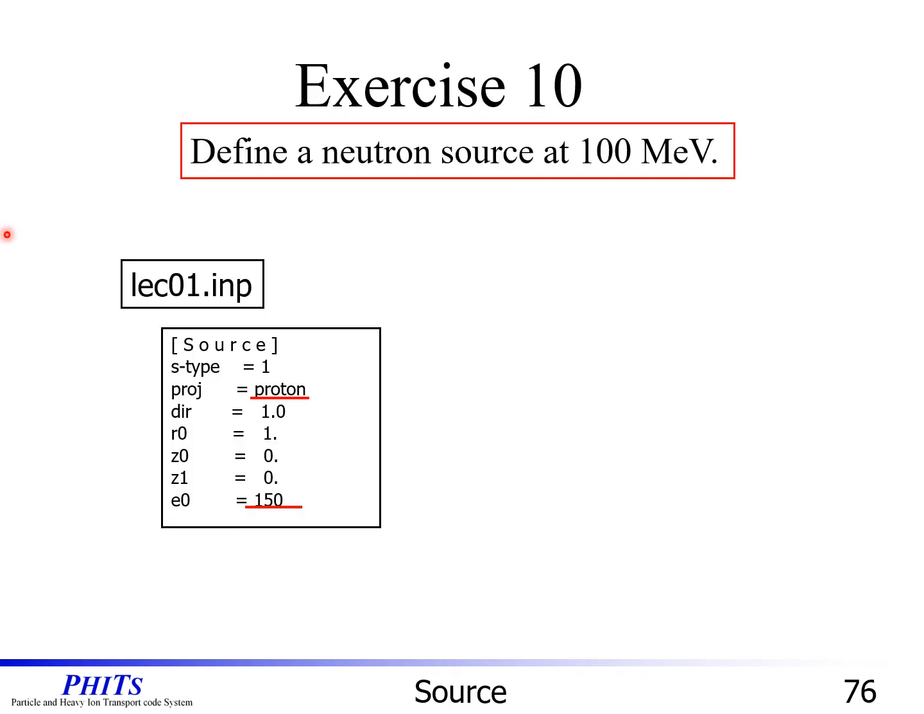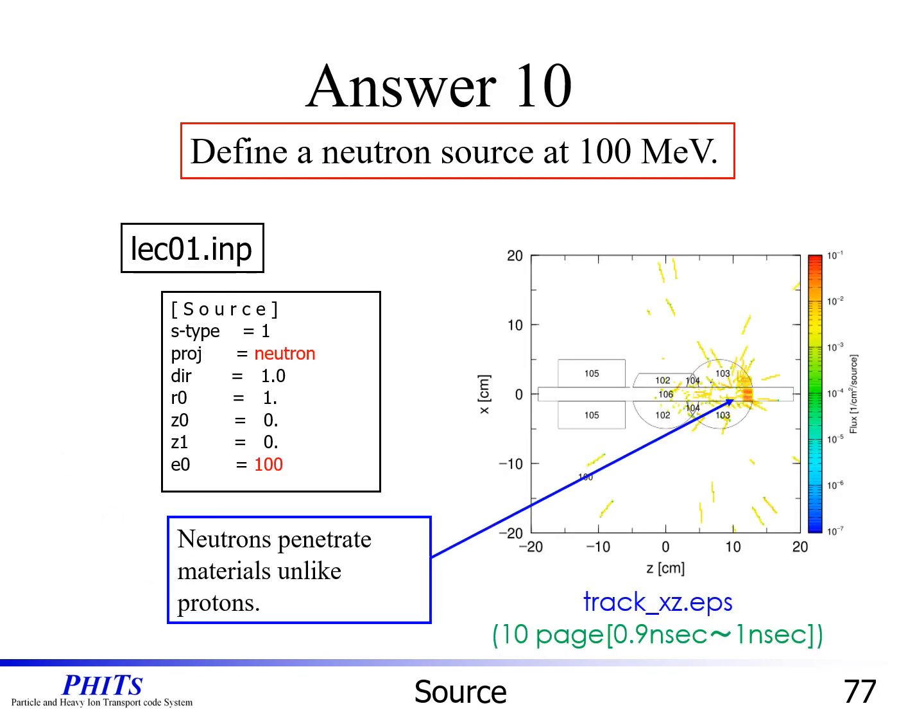Next is exercise 10. Let's change the source particle to neutrons with energies of 100 MeV. We can solve this problem by changing the PRA and E0 parameters. This is answer 10. By setting PRA equals neutron and E0 equals 100, we can obtain the result of the neutron source simulation like this. These neutrons can penetrate the material, unlike protons.